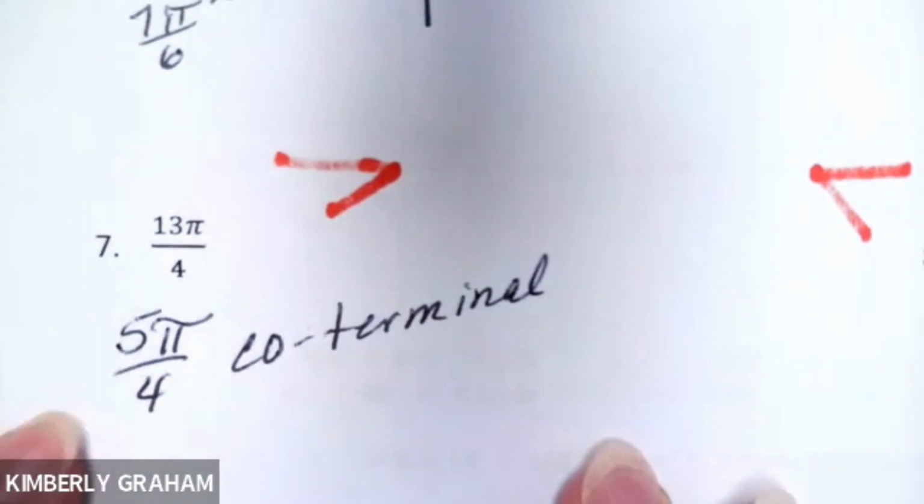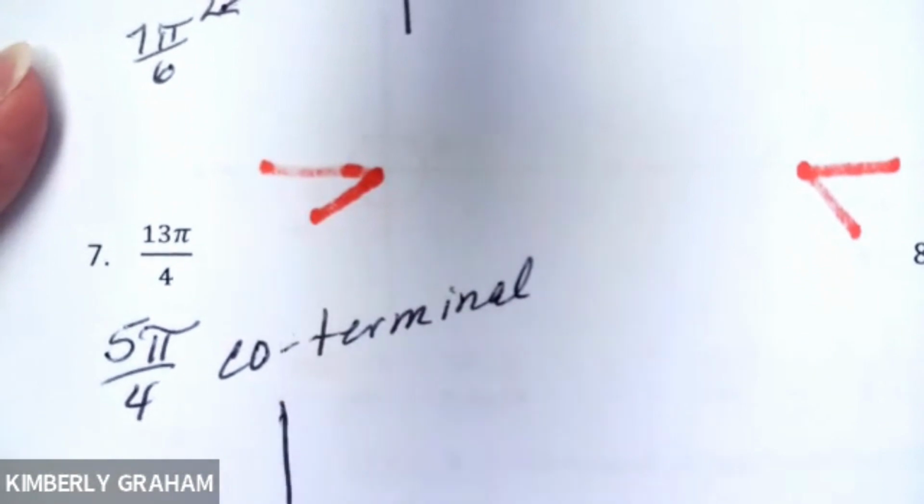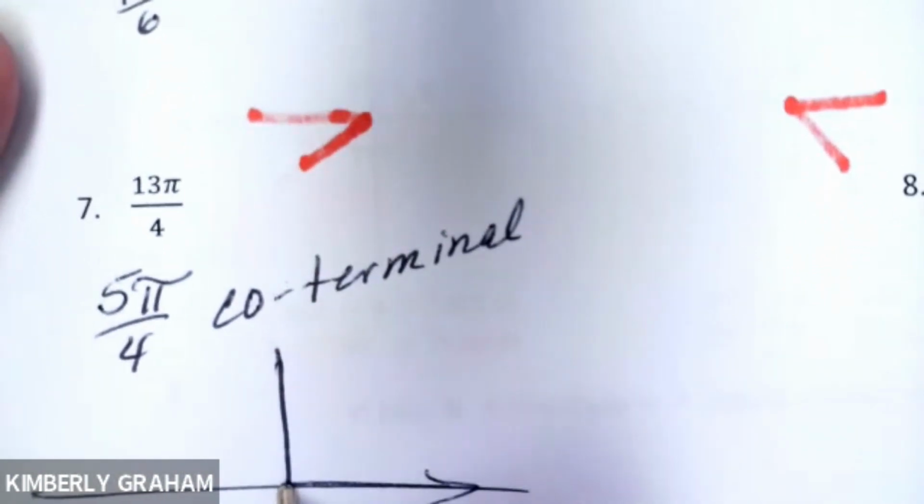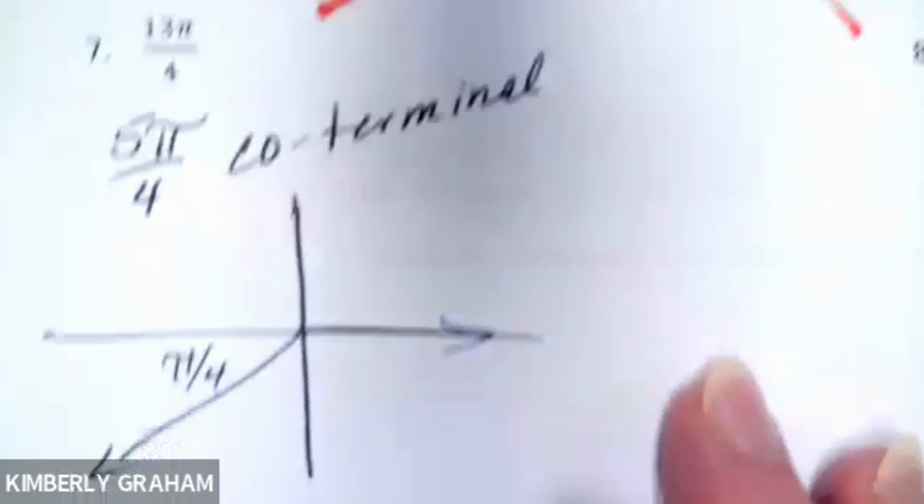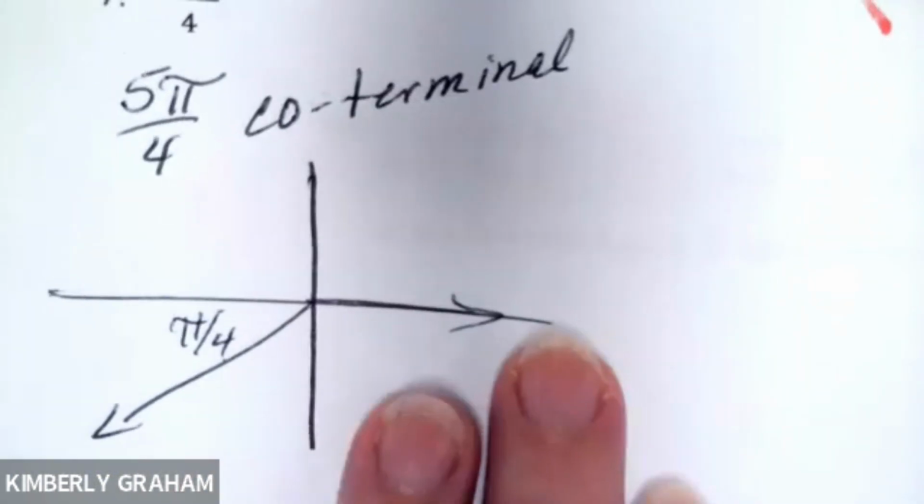So 5/4 pi is going to be over here in quadrant 3. If this is 5/4, this reference angle is pi over 4. Okay, can skip the next one.